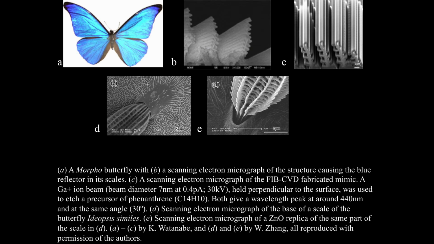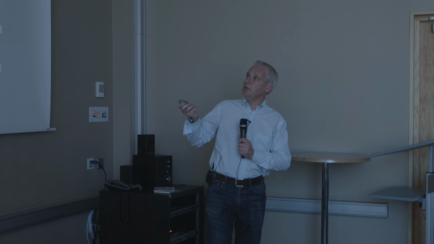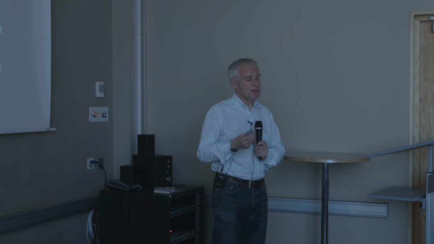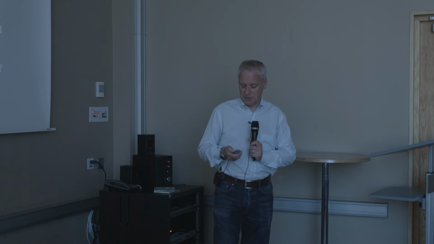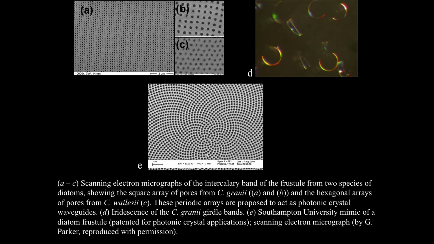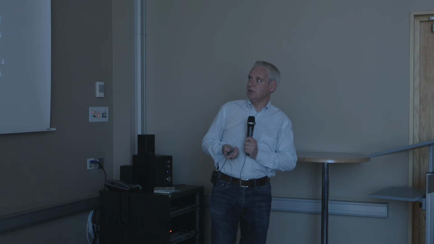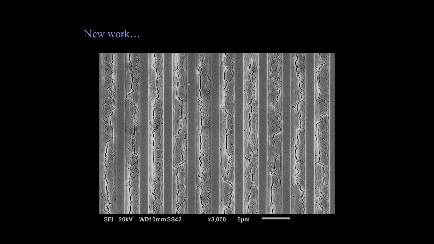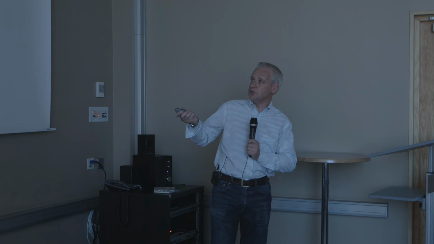This is the morpho butterfly structure that's been made using the focused ion beam chemical vapor deposition technique. This is what I've been doing in Shanghai: replacing the original chitin material with titanium dioxide, or zinc oxide, to make them more resilient. This is a diatom frustule, which surrounds the single cell and produces these colours, and this is what we've been making using deep photochemical etching. This is some new work we've just done to try to replicate a butterfly scale. These are the big ridges, and in between we've got the little optical structures.